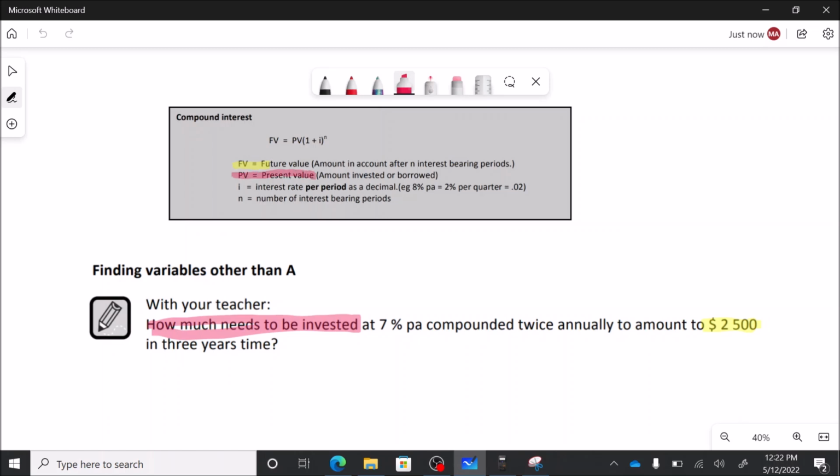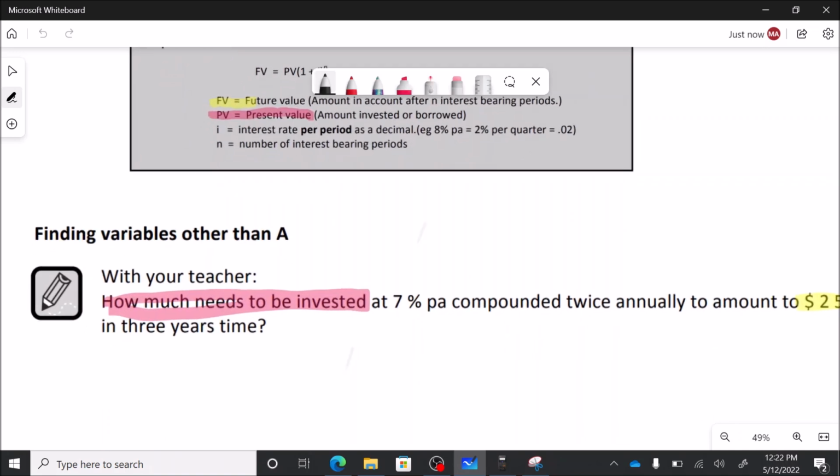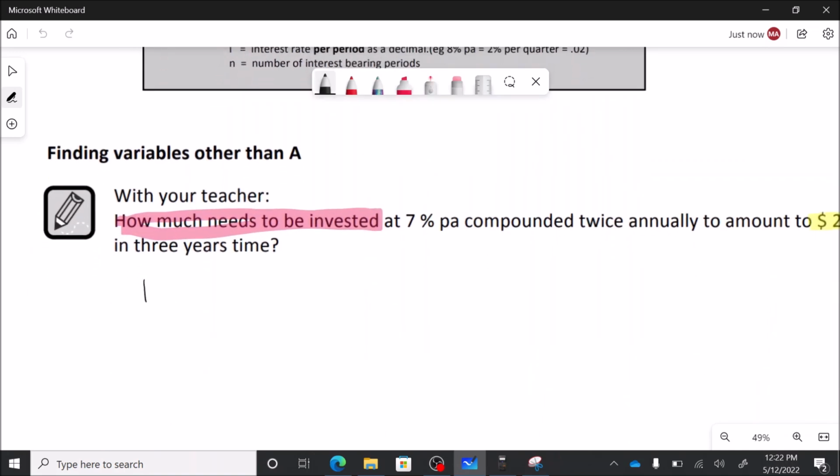Alright, so we need to make the present value the subject of the equation. Let's have a go at it. So we're going to write down these values first, these variables. So future value, present value, I and N. So the future value is the 2,500. And we're trying to calculate the present value.